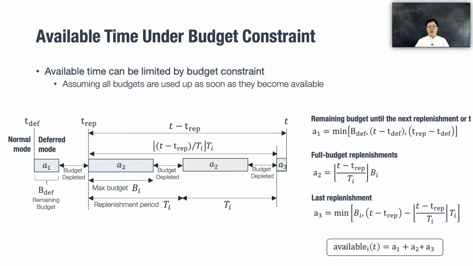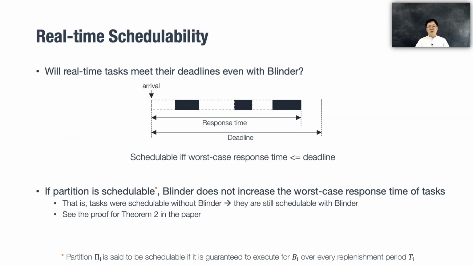So in the previous slides, we assumed no budget limitation, but the available time is actually limited by partition budget constraint. And I'm not going to go into the detail, but the idea is that available time can be calculated by assuming that all the budgets are used up as soon as they become available.